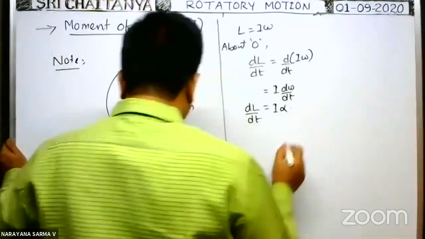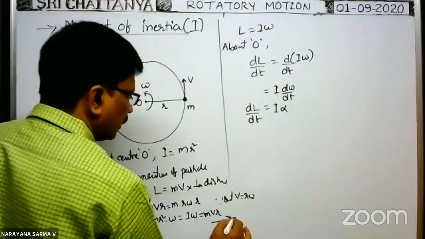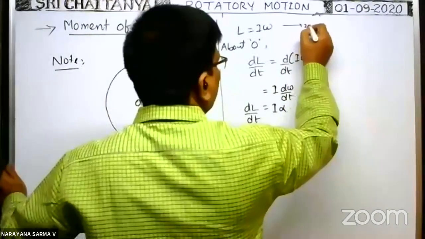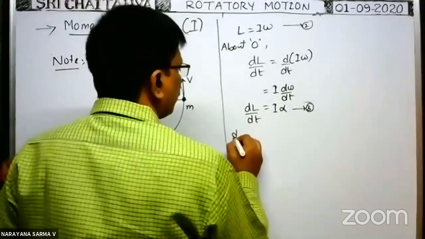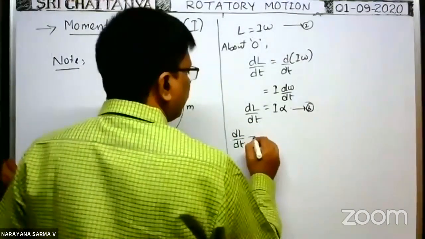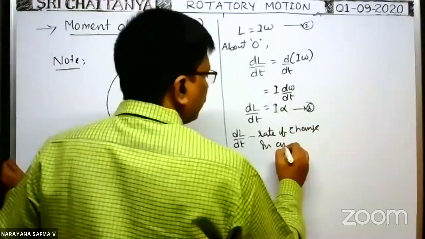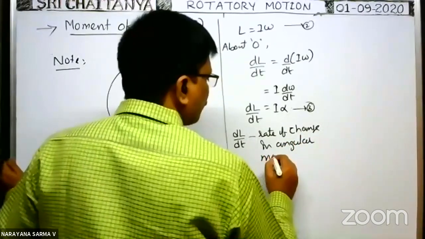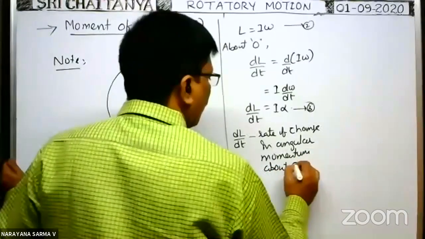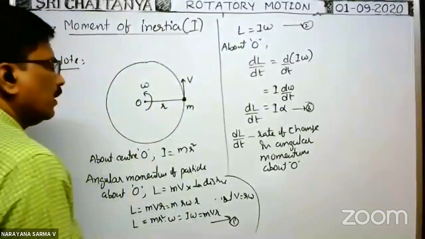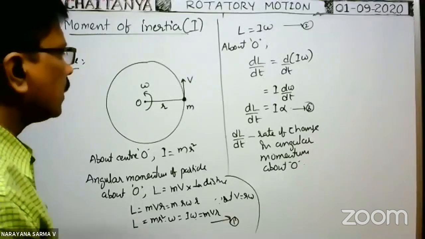Suppose this is equation 1. This is equal to mvr also we can write. This is equation 2, and this is equation 3. So dL by dt means that is the rate of change in the angular momentum of a particle, the rate of change in the angular momentum of a body about O, or about the center of the circular path.